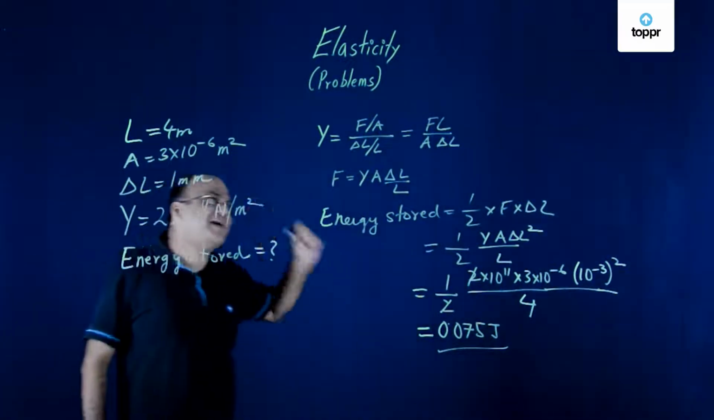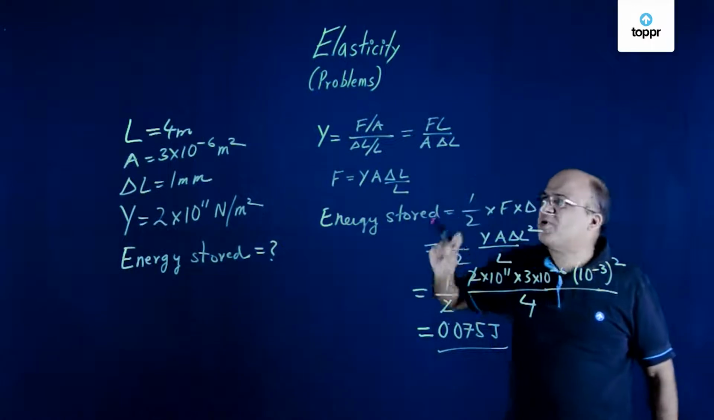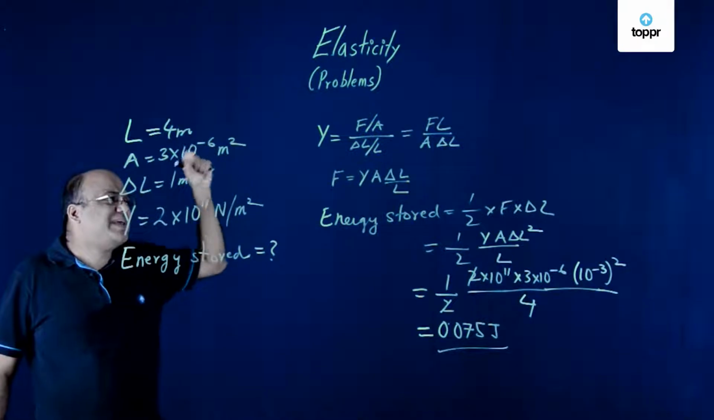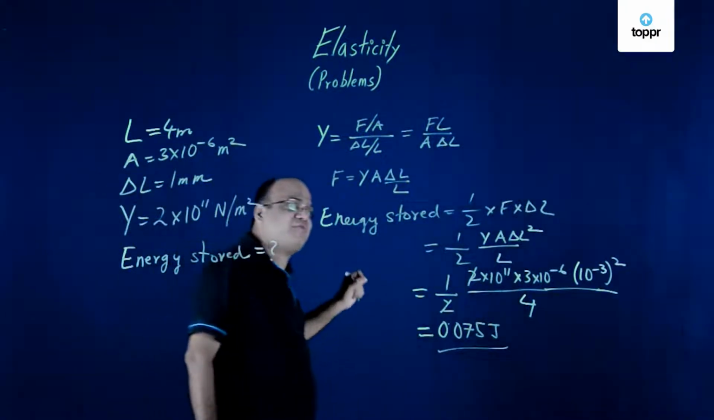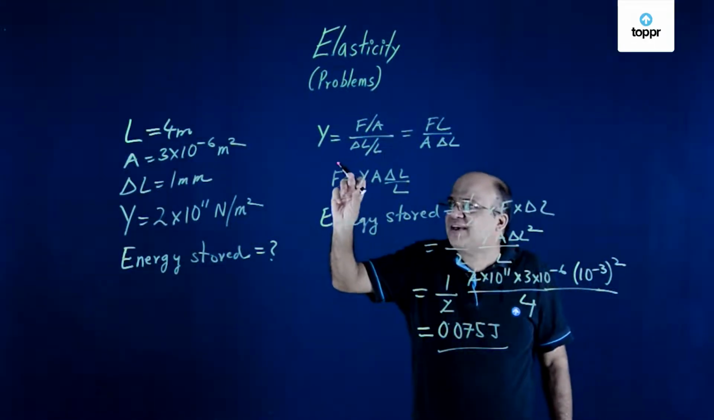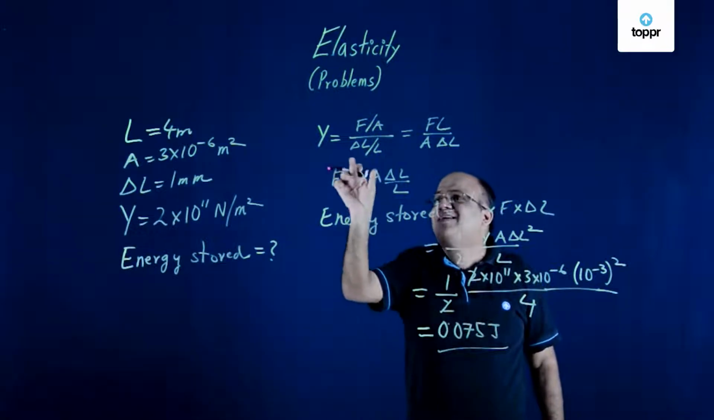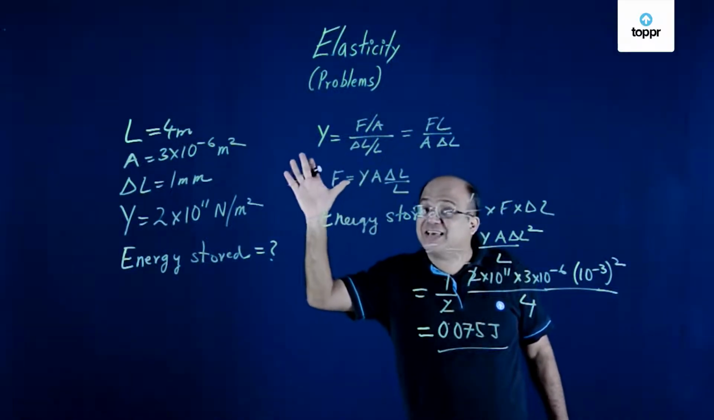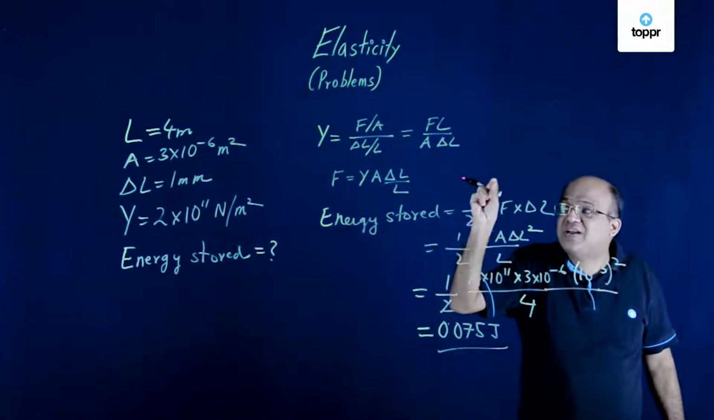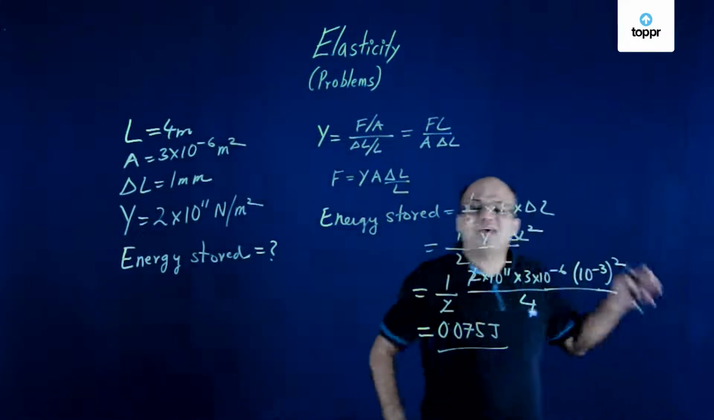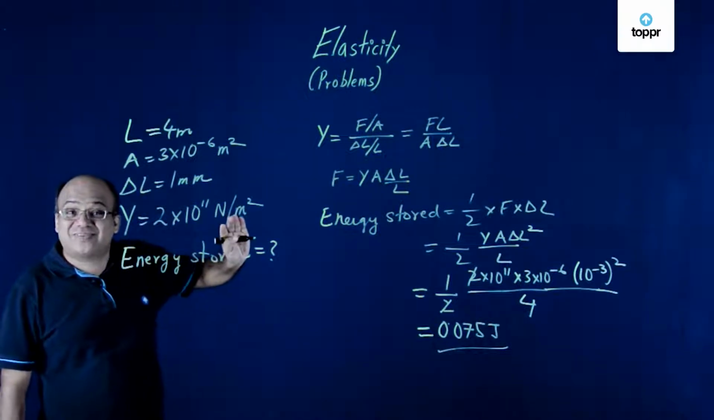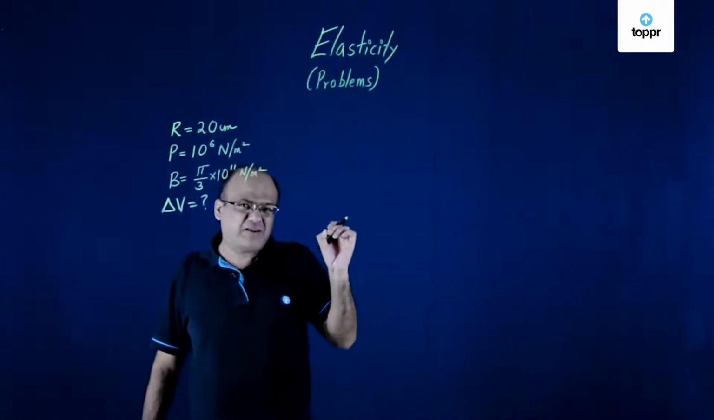Young's modulus is stress by strain. Stress is force upon area. Strain is delta L by L. So we got FL by A delta L. So from here we got force F equal to YA delta L by L. Alternatively, you can think of this as delta L by L is strain. Strain into Y gives us stress. Stress into area gives us force. So we got the force. Then we use that in the formula for energy stored, half F into delta L. And we got the answer 0.075 joules.